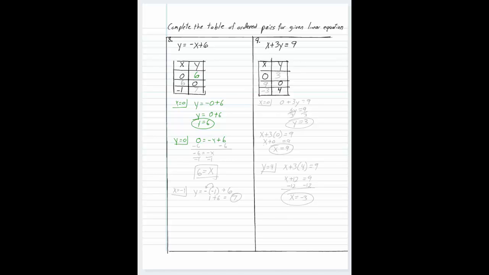Okay, let's do this again when x is -1. So we get y equals -(-1) plus 6. Well, here, two negatives make it positive. So it's really 1 plus 6, which is 7. And those are our solutions.